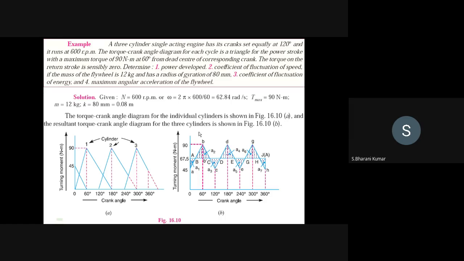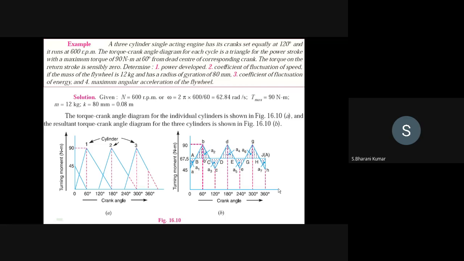The torque angle diagram for each individual cylinder is shown in the figures, this 6.110A and B. Based on these two diagrams, we are going to calculate the power developed and all the values. First we are going to find out the value of these three triangles.